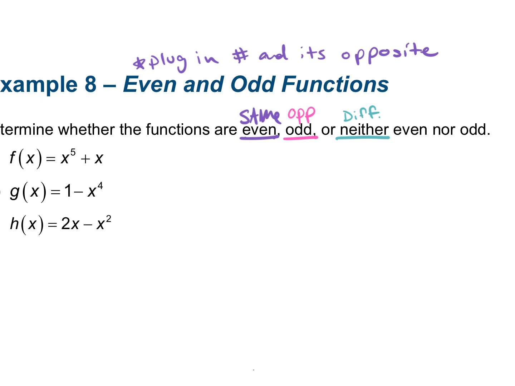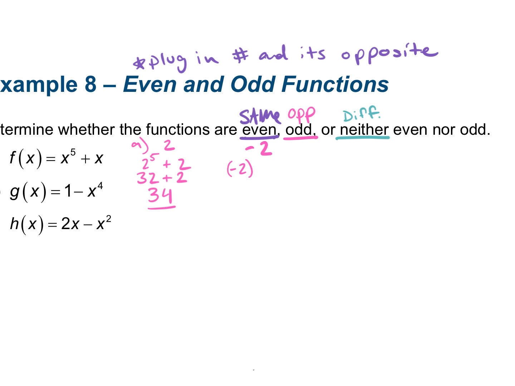So let's do it for A. I'm going to start by plugging in 2. We have 2 to the 5th power plus 2. What's 2 to the 5th power? 2 times 2 times 2 times 2 times 2. 16. One more 2. 16 times 2, 32. So 32 plus 2 would be? 34. So we get 34 when we plug in 2. Let's plug in negative 2 and see what we get.